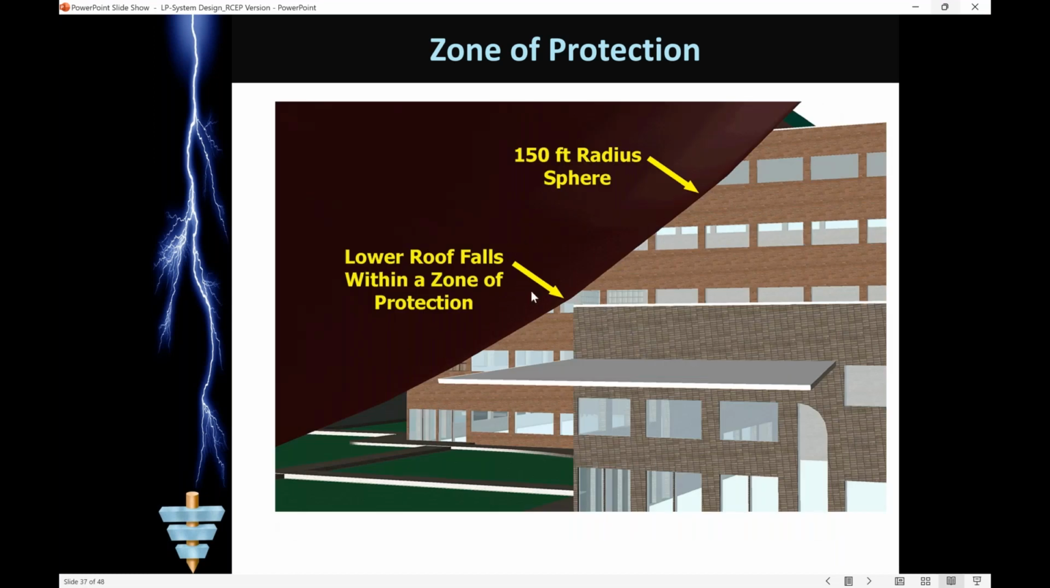This is just another picture of it. So we're saying this lower rooftop canopy, we don't have to protect that. It would not be part of the system design.